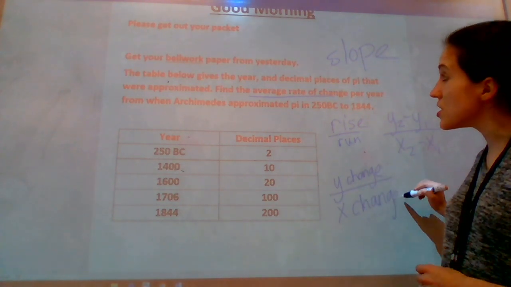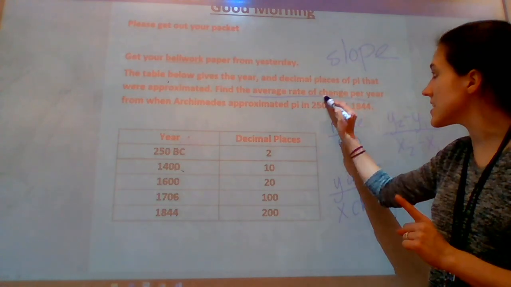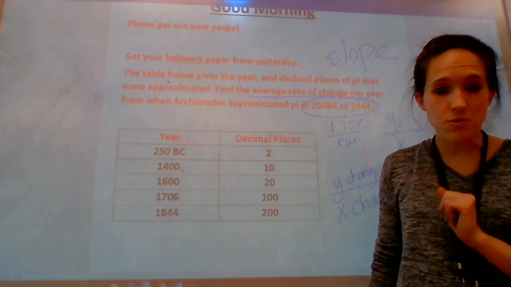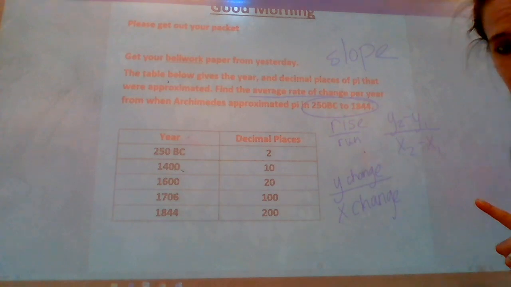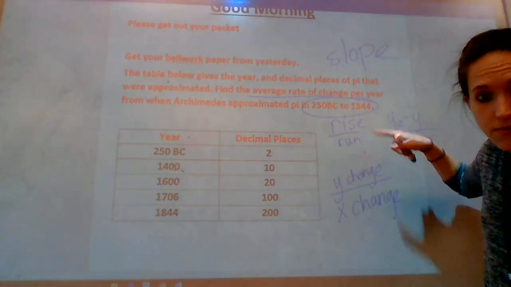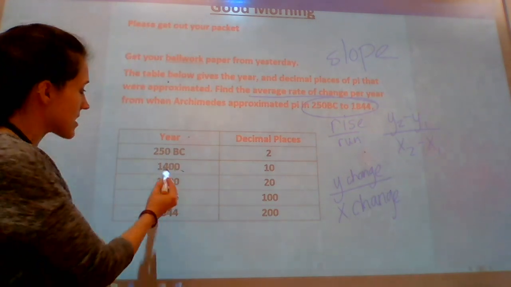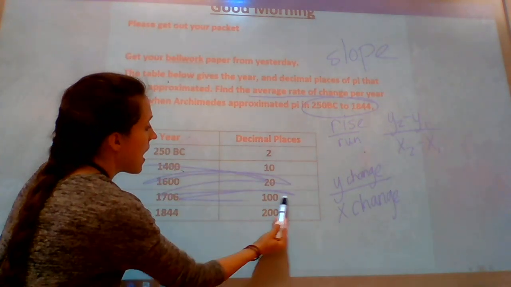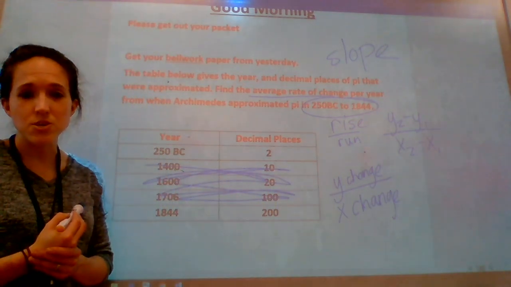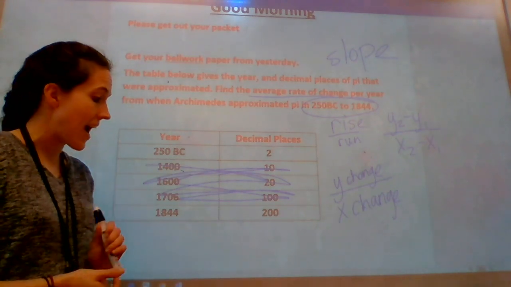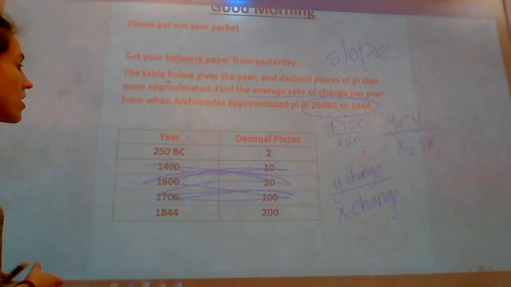Now, what's important to note here is that it only cares about those 2 years, 250 BC to 1844. Let me get out of the way so you can see it. So I don't even need to look at this entire table. I only need to look at those 2 years because that's what I want the average rate of change for.